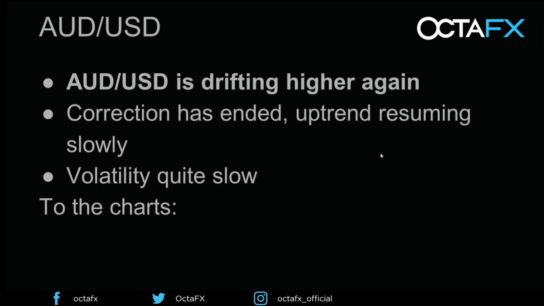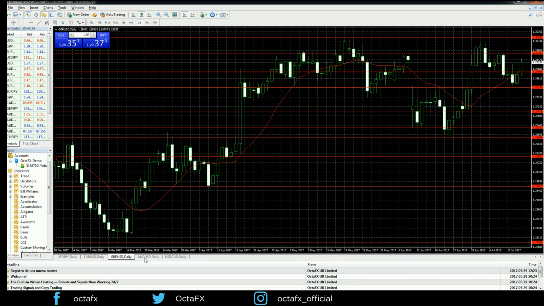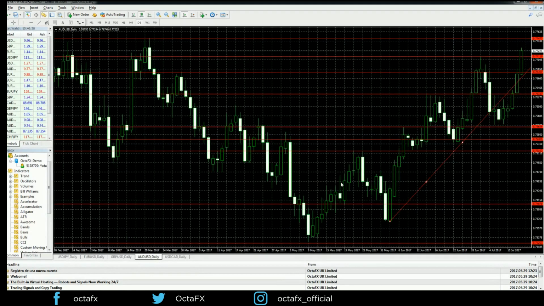Okay, let's look at the charts again. The MT4 chart here of the Aussie dollar. I was saying that volatility moves slowly, but now things have begun picking up. In the last few minutes we're looking at higher levels here. So if we look at levels from the top, 77.50 is the next level of resistance, followed by 78.40.